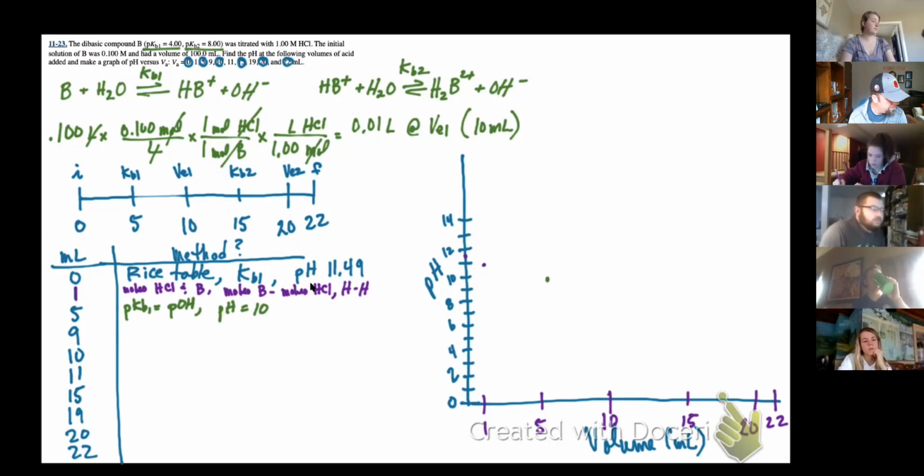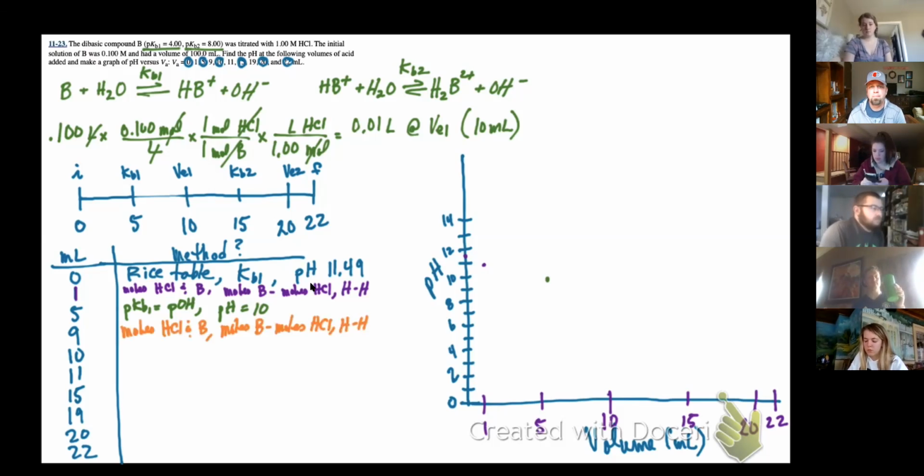What's next? 9. Okay, so I didn't do mine right, but it's before the first equivalence point, so I think you just do it the same as Corbin's. Yeah. Okay. So here again, it's moles HCl and B. We take moles of B minus moles of HCl, solve with the Henderson-Hasselbalch equation. We'll just get a different ratio. Same thing we did on the last problem, last class period, right? So now we're talking about 9 milliliters here.